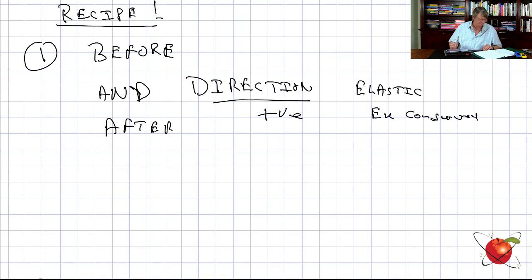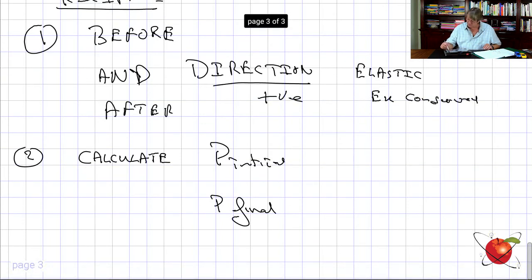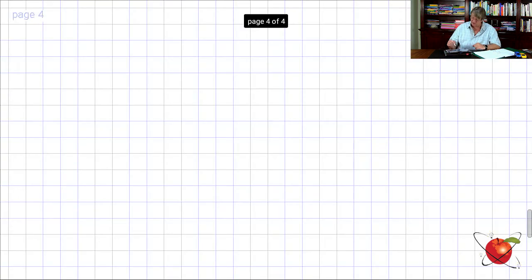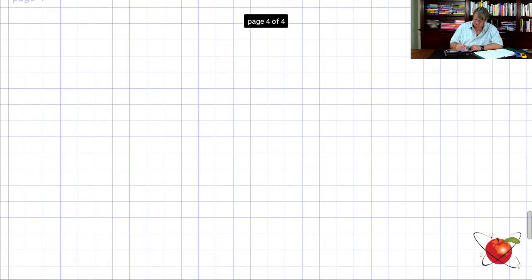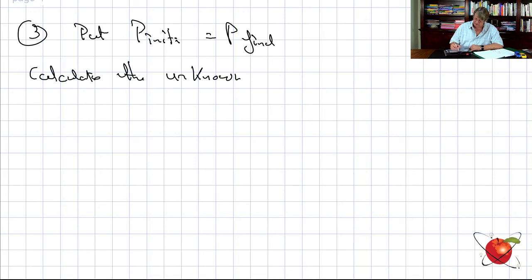Okay, step 2, calculate P initial, okay, and P final, okay. And step 3 is going to be: put P initial equal to P final and calculate the unknown. Okay, that is what you do essentially.